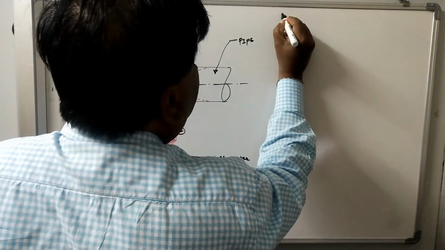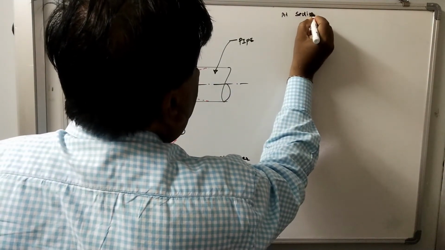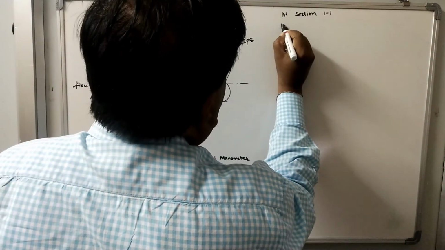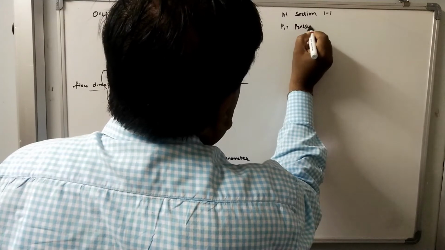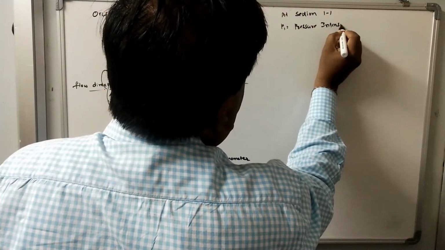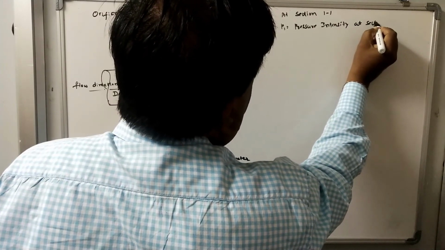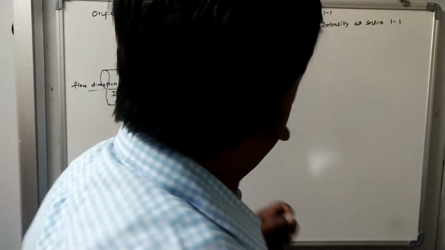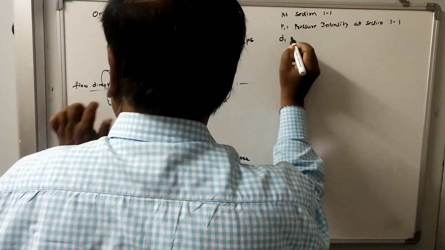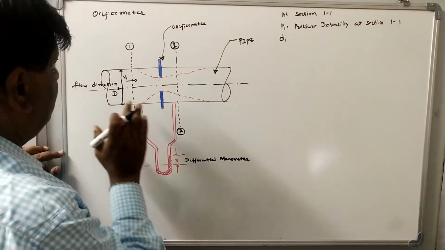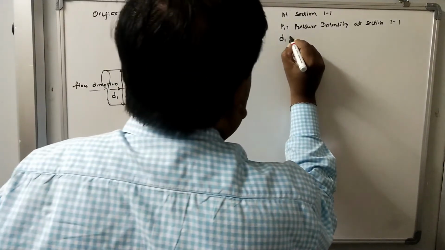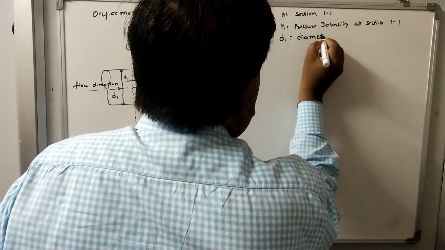Let us take section 1,1. Let P1 be the pressure intensity at section 1,1. Let us take the diameter of the pipe as D1. Instead of capital D, in the notes I have taken it as small d1, so please take this diameter as d1. D1 is the diameter of the pipe.